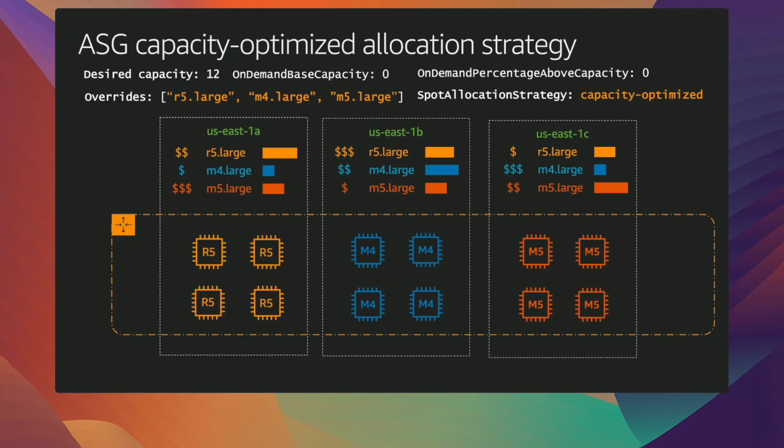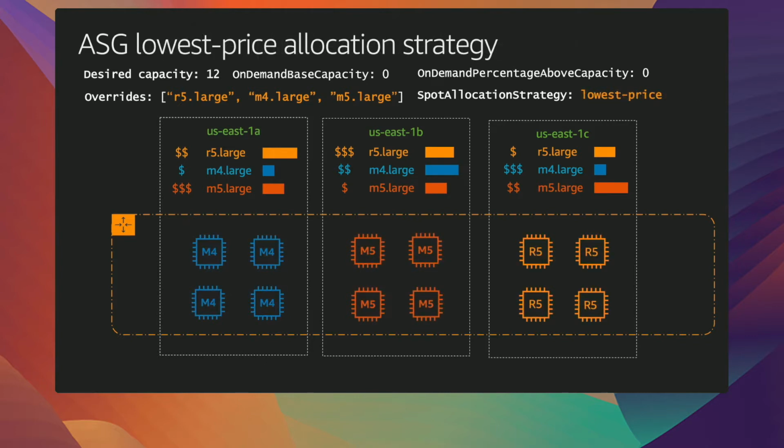Now, with the capacity optimized allocation strategy, what we are saying is that we want to pick whichever of the different instance types that we specify in this auto-scaling group has the most capacity available in a specific availability zone, which means that in US East 1A, I'm picking the R5, 1B, it's the M4s, and 1C is the M5s. You can see by looking at the length of the bar how much spare capacity is available for that specific instance type.